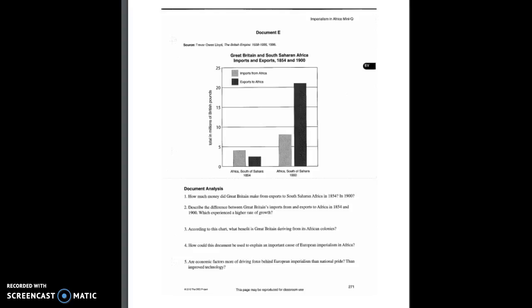Remember, exports in this case, looking at the title, we're talking about what Great Britain is sending to South Africa. So you can see on the far right that darker shade is extremely high. Now again, how could you spin that or use that as evidence for your argument?